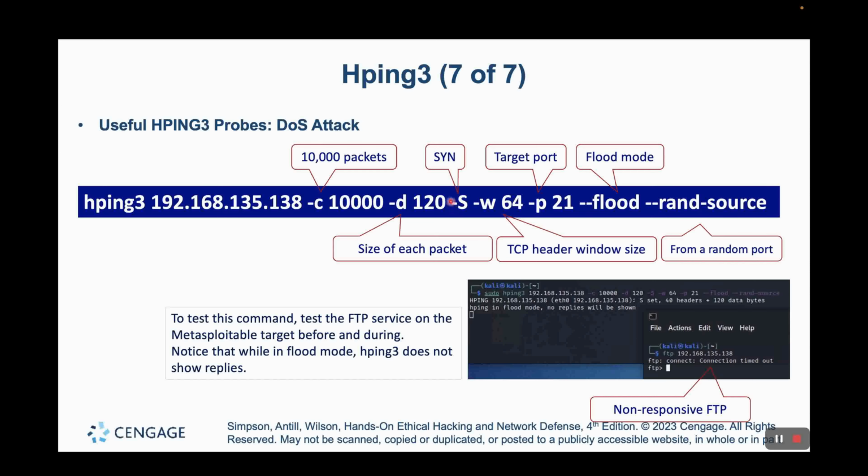You want to do a SYN scan, and here you want to set the TCP header window size to 64, and you're targeting this particular port, and then you have to add the flood mode for the DOS attack, and you want it coming from a random port.